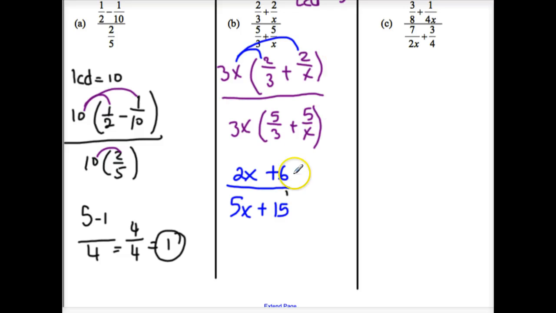And now what I want to do is to go ahead and simplify this. They have a 2 in common, so I'm left with x plus 3. And then this has a 5 in common. I'm also left with an x plus 3.